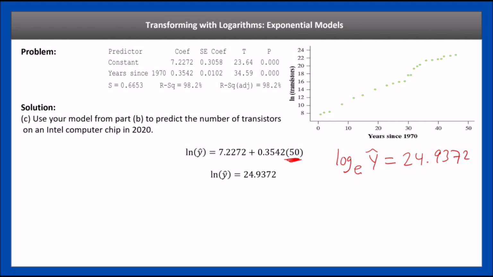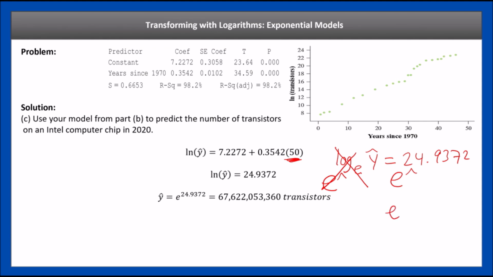24.9372. And then again, remember the opposite of the logarithm is the exponential function. So we've got to exponentiate. We've got to turn both sides into an exponential, basically. So we're going to do the natural base e raised to the left side power, and then the base e raised to the right side power. Okay, and that turns it into an exponential, and then we can cancel that out because those are opposites; they're inverses. So they cancel, and so we get y hat equals e to the 24.93 power.